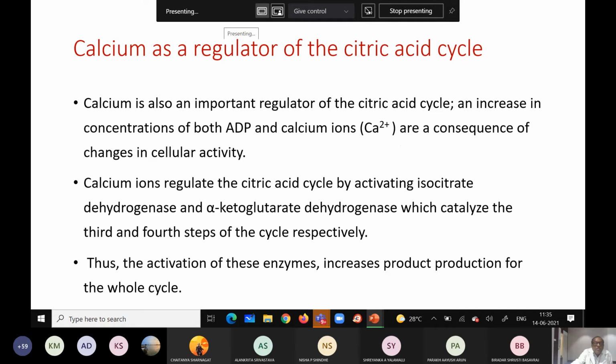Next, calcium will also act as a regulator for the citric acid cycle. It is an important regulator in the cycle, and increases in both ADP and calcium are the consequence. Changes in the activity will be brought about, and calcium ions activate isocitrate dehydrogenase and alpha ketoglutarate dehydrogenase at the third and fourth steps of the cycle. So calcium is also involved in the regulation of the citric acid cycle.